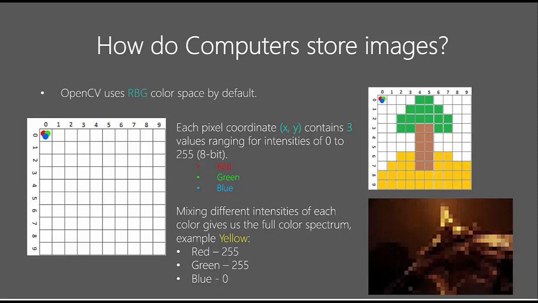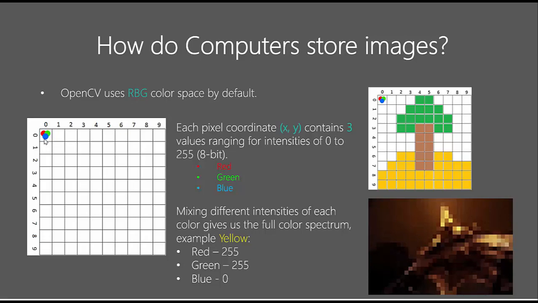So how do computers store images? Now there are many ways this can be done. However, we're going to look into the default method utilized by OpenCV, which is RGB. RGB stands for red, green, and blue. So imagine this 10 by 10 grid I have here represented an image, and at each pixel point, which is what these cells are, we have three values, one for red, one for green, one for blue.